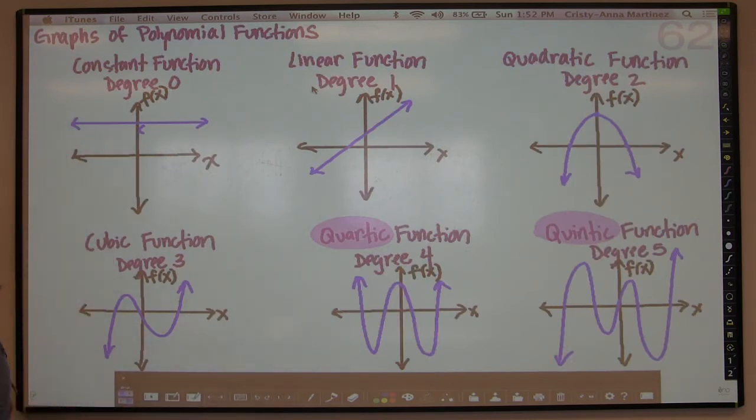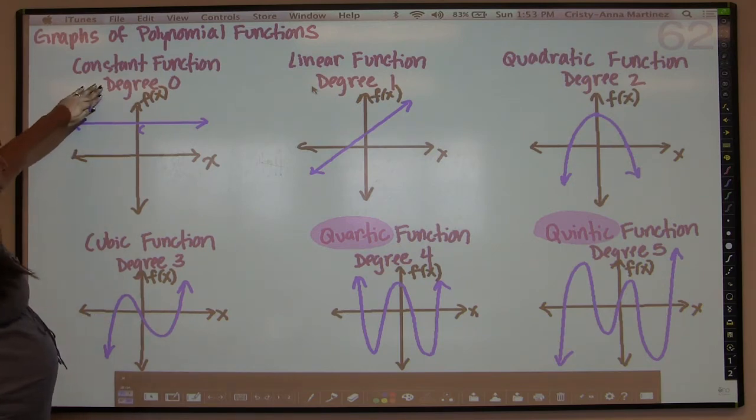Alright, and first up we have basically a summary of the general graphs of polynomial functions. And so there are 6 up here. We have the constant function, and the constant function is the one that doesn't have the x variable in it at all, and its degree is 0. We already saw that earlier, and the graph of it would look like this, basically a horizontal line.